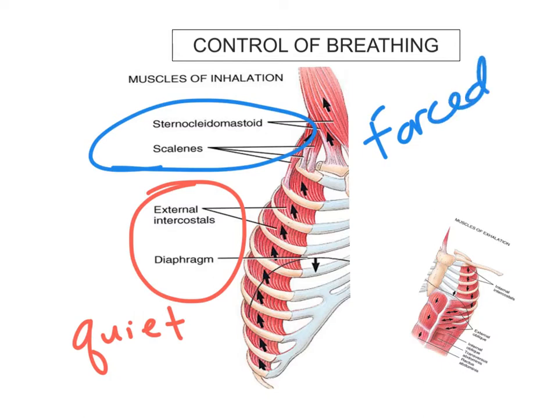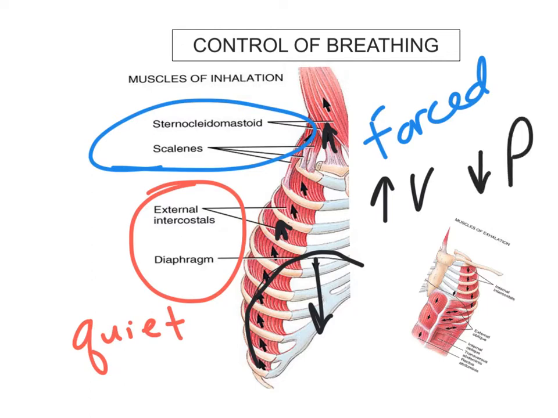In both cases, let's just take a look at what's going on. Okay, the diaphragm right here is going to be moving down, and the ribs are going to be elevated, and similarly here. The whole purpose of this is to increase the volume of the thoracic cavity and the lungs, and therefore decrease pressure.